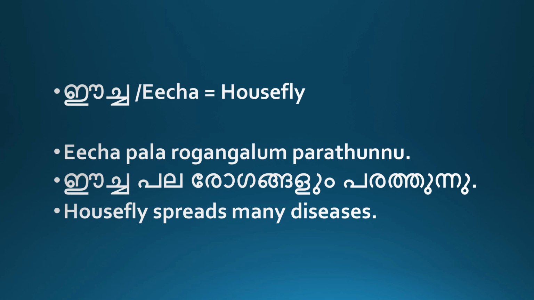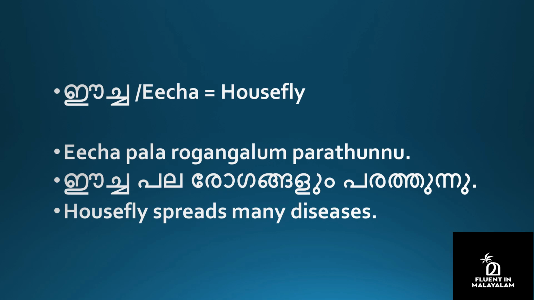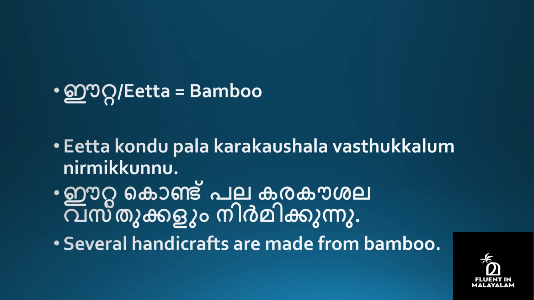Icha pala rogangalum paratunu. So Icha, as you know, is housefly. Pala is many or several. Rogangal is diseases. Parattuga is spreading. Icha pala rogangalum parattunnu.